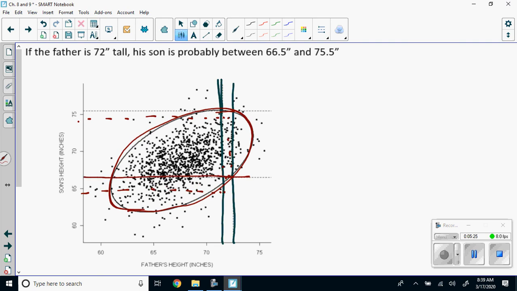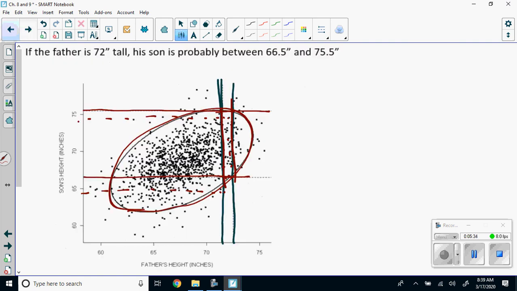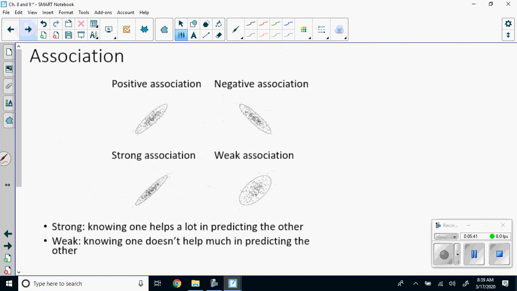This right here represents just this specific 72 inches. That's what that line is showing. So we have this where the father's height is going up as the son's height goes up. The association is what we were just looking at, how the sons' heights act as the fathers' heights go up. And in this case, it was going up for both of them, so it was a positive association. So positive association is as one variable goes up, so does the other.